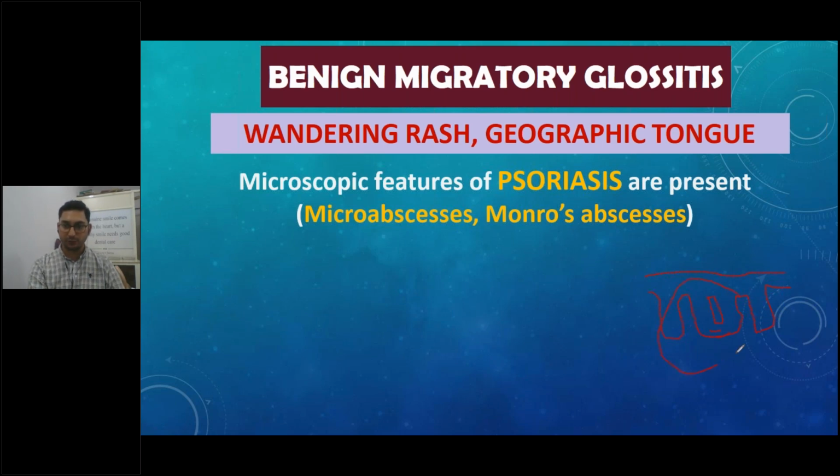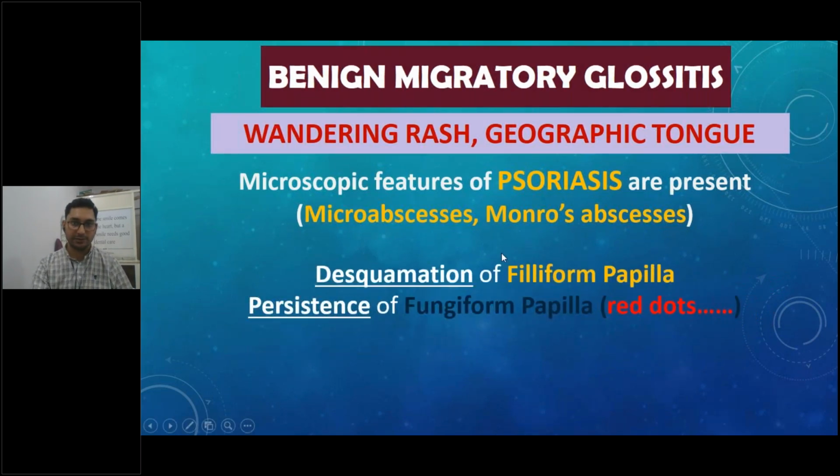It is a typical feature of psoriasis. Elongated test tube shaped and clubbed rete pegs are a feature of psoriasis, plus Munro's abscesses. Munro's abscesses are basically small microabscesses in the epithelium. Usually we do not see any abscess in the epithelium. Usually we do not see any collection of inflammatory cells in the epithelium. But if we see a collection of inflammatory cells in the epithelium, then we are talking about microabscesses or Munro's abscesses, right? So these all are the features of psoriasis which we see in geographic tongue, right? So please keep this in mind. Next is, of course, desquamation of filiform papilla.